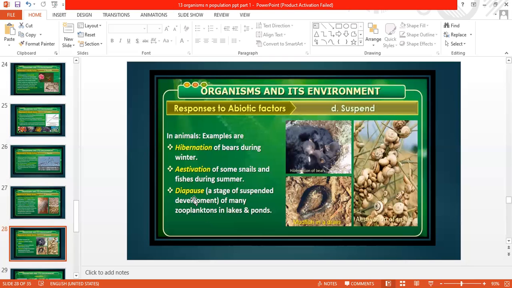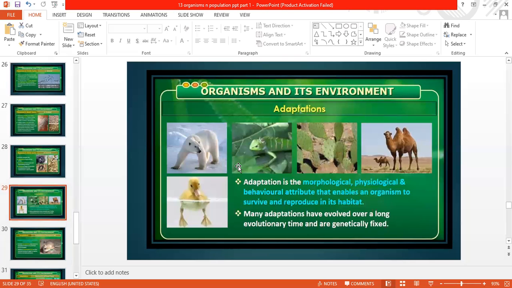Diapause. Diapause you see in zooplanktons that you find in lakes and ponds. They enter a stage of suspended development where the development is suspended. That is known as diapause. So this is what we have seen, how the organisms, whether plants or animals, respond to abiotic factors and cope up with the abiotic factors or stressful conditions.